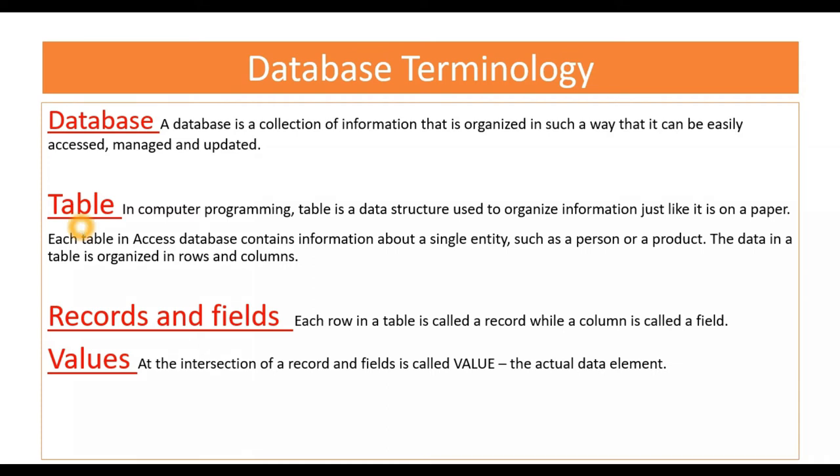A table is a structure used to organize information just like we do it on paper. Each table in an Access database contains information about a single entity, and that entity can be a person, a product, or some other account. The data in the table is organized in rows and columns. Each row in a table is called a record, while every column in a table is called a field. And at the intersection of a record and a field, what we find is called a value.